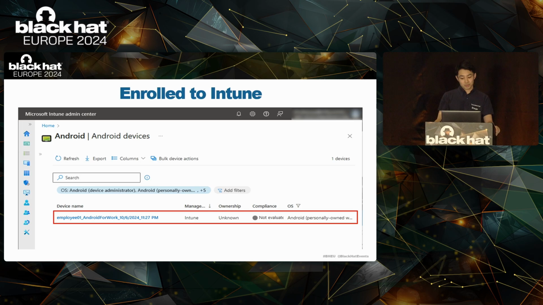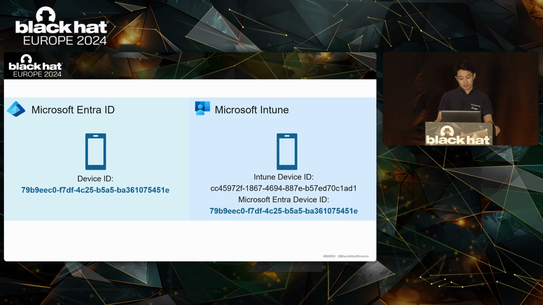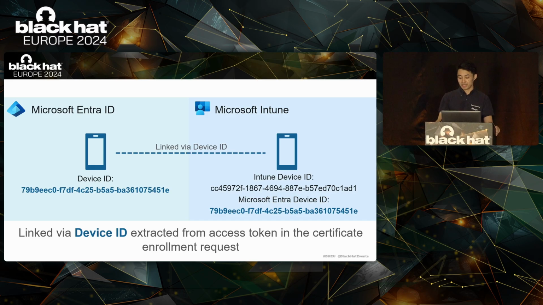After the enrollment request, the device is finally enrolled to Intune. So after the device enrollment process, the device object is created in Entra ID and also in Microsoft Intune. And both objects are linked via the device ID extracted from the access token in the certificate enrollment request. So if device information is changed in Intune, then it is synced to Entra ID, since both objects are linked via device ID.